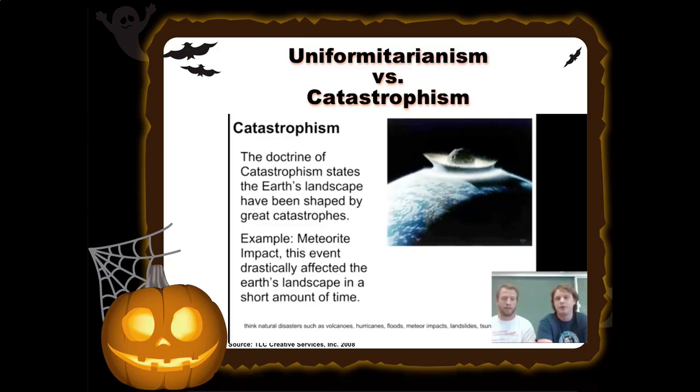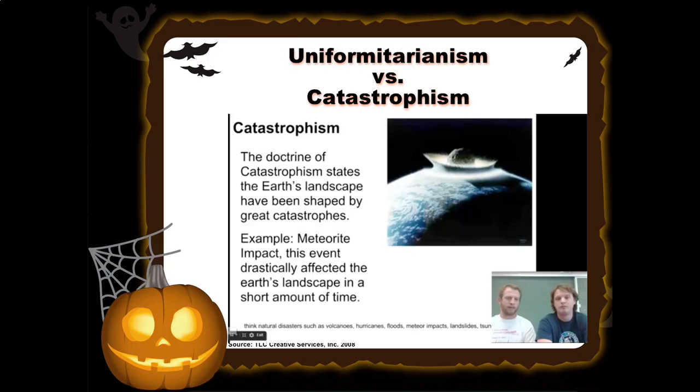Right. And an example of that is a meteorite impact, and that's the picture that's shown in the slide. And we know that if this were to occur, and it has happened in Earth's past, it would dramatically affect the Earth's landscape and everything around it in a really short amount of time. So there's probably some opposing viewpoints to that, right? People didn't always agree with that.